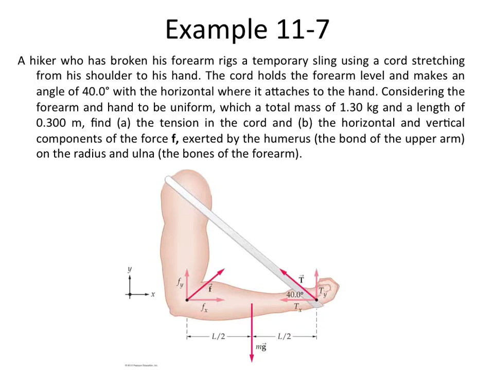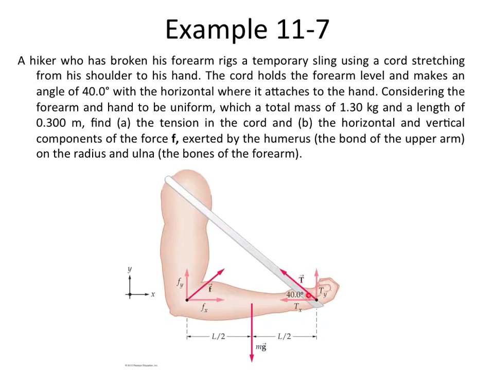So we've got a hiker who has broken his forearm, which actually has two bones in it, the radius and the ulna. It doesn't really matter, but in order to get it to set, or to at least keep it safe, you have to apply some compression to it. A lot of times what you do if you break your forearm is that you put it in a sling.